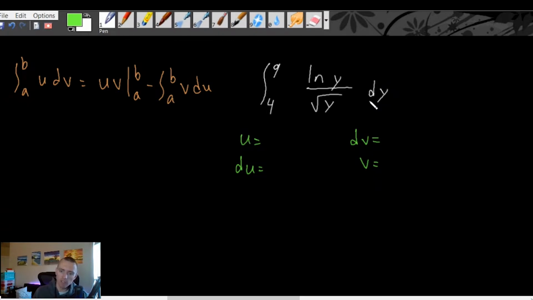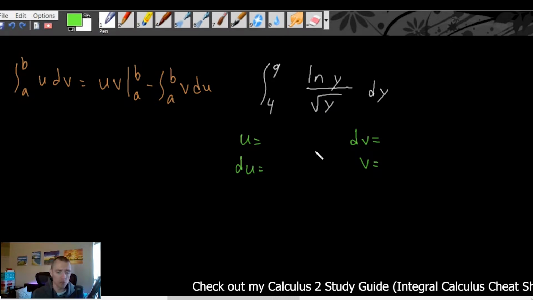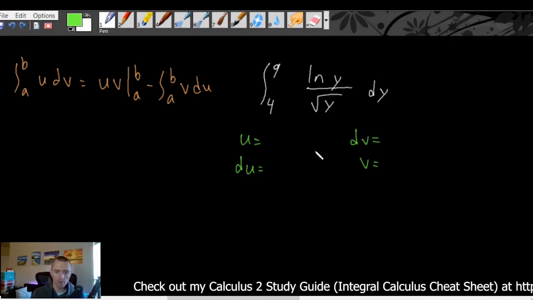So in this case, we can see that we have a dy over here. That tells us that y is our variable. That's kind of an unusual variable. Usually y represents a function, but in this case, since the dy is here, that indicator tells us y is your variable. We're integrating with respect to y. So when we're looking at this, again, what do we want to take the derivative of? What do we want to take the antiderivative of?